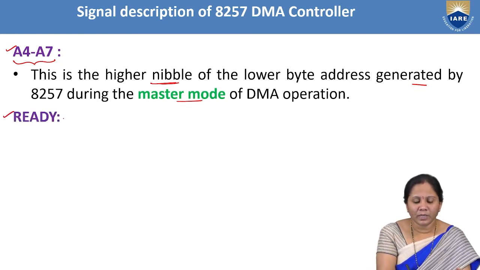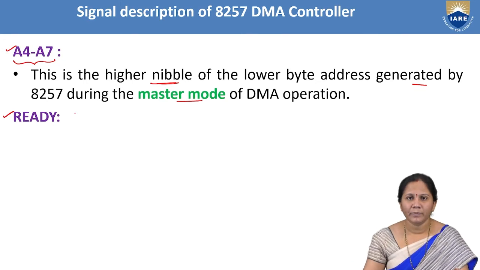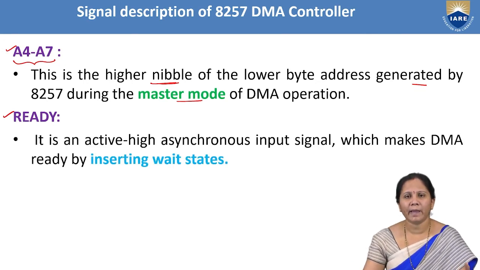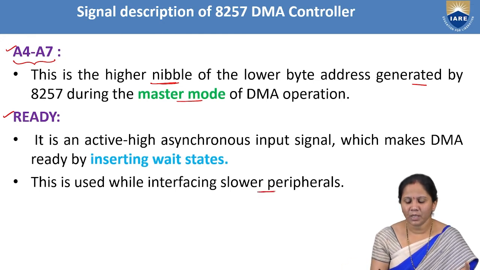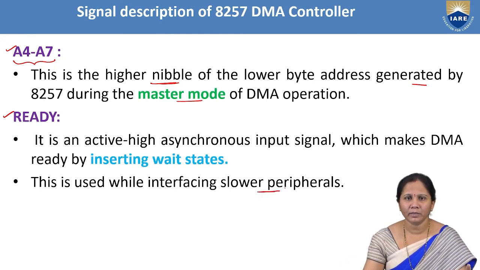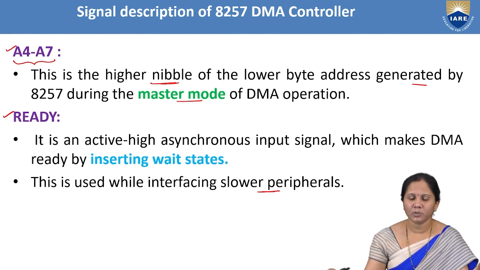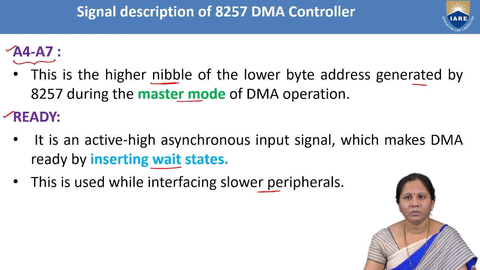And next one is the ready signal. Generally this ready signal will be activated because of the slower devices that are connected to the DMA controller. Slower devices means the data rate will be very slow. So in order to have correct synchronization, it is possible only if you include wait states.